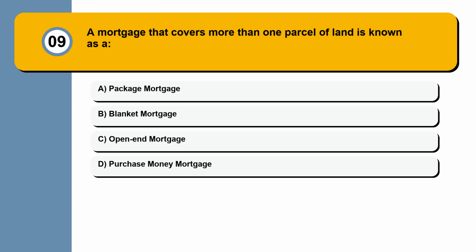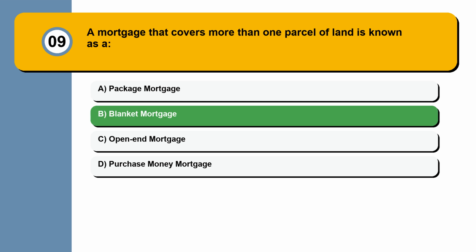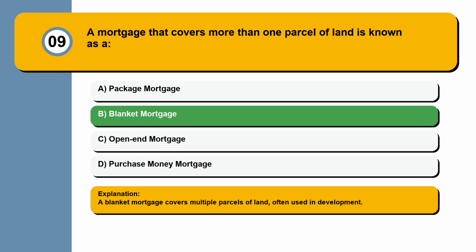Question 9. A mortgage that covers more than one parcel of land is known as a package mortgage, blanket mortgage, open-end mortgage, purchase money mortgage. A blanket mortgage covers multiple parcels of land, often used in development.